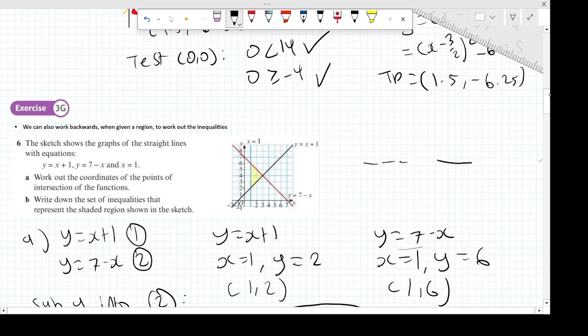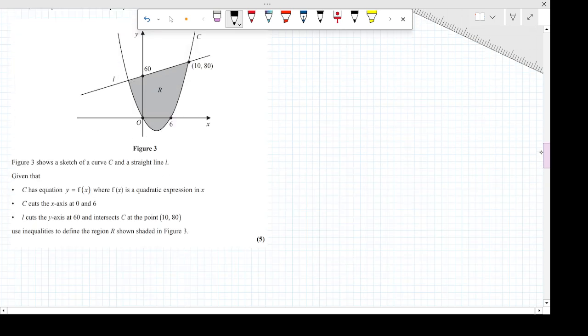Okay, so you can see there we work backwards to work out the inequalities. Okay, now we've got some exam questions.